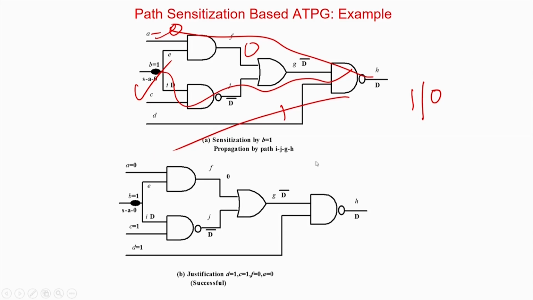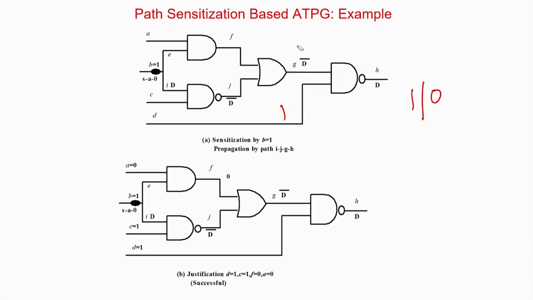So what is sensitization? Take a line which is a fault, apply the signal which is opposite to it. Propagation means you have to sensitize, this is sensitization, that is D, you have to propagate it to some output pin of the circuit, and justification means you have to track back and settle out the primary inputs. So all three could be done with this new path. So that is what I am saying, automatic test pattern generation is not very simple.